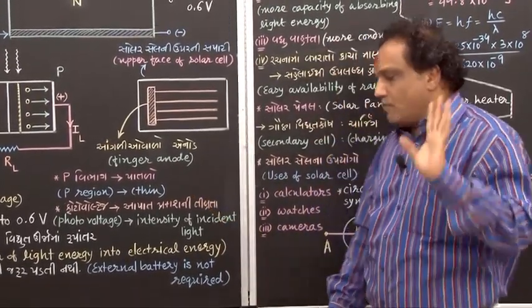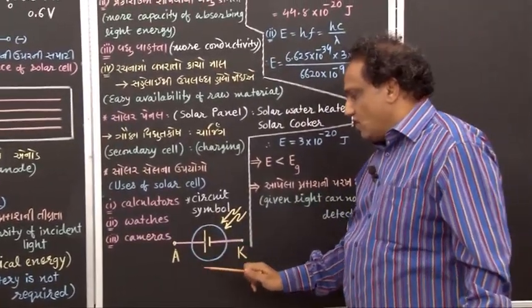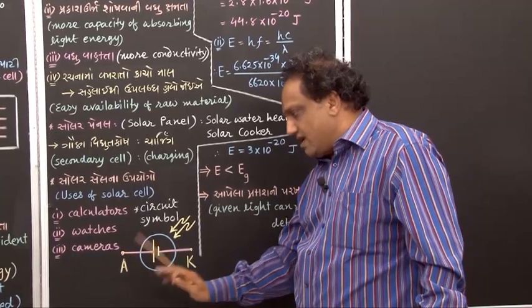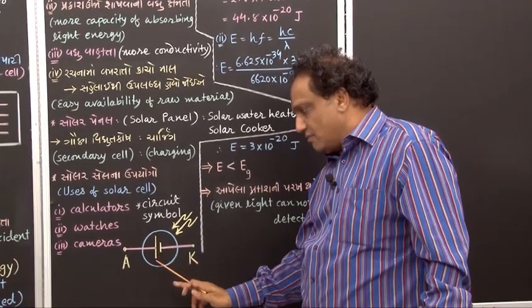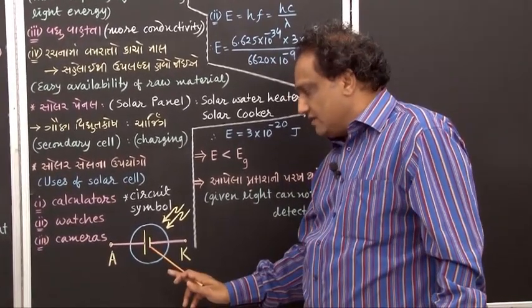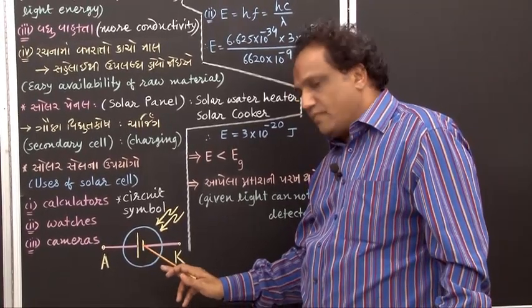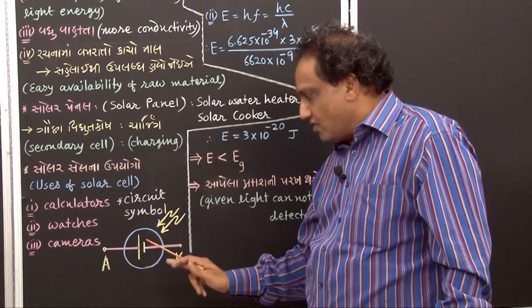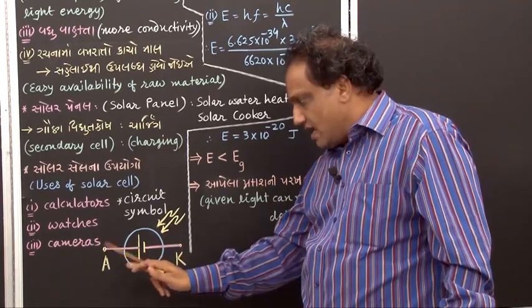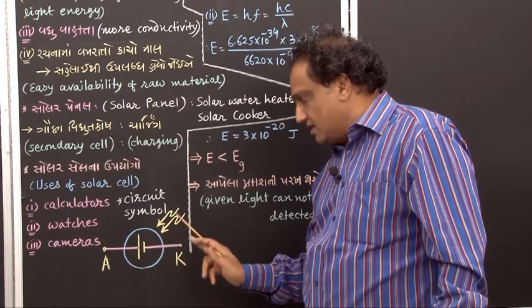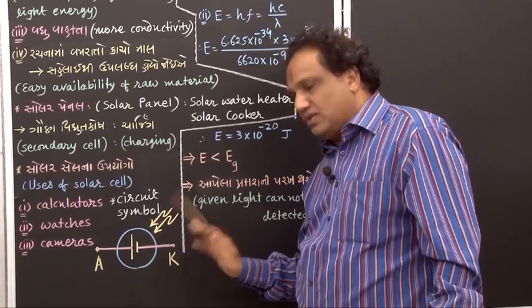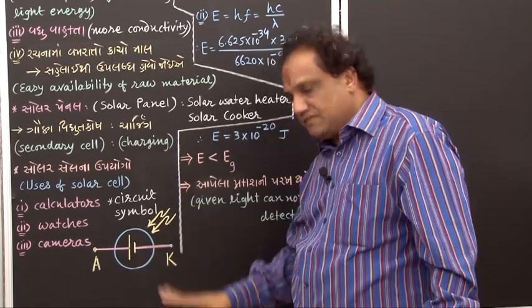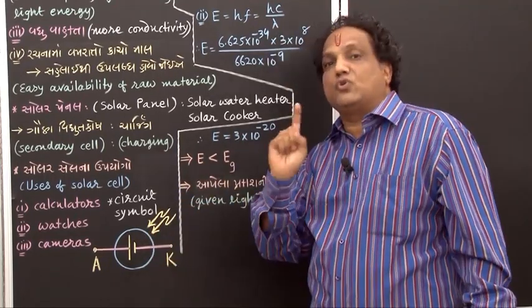And one more point, see the circuit symbol of solar cell. The circuit symbol of solar cell is this. You must write here A for anode, where the positive terminal of the battery is shown, and the negative terminal of the battery. Actually it is not a battery, but this is the EMF which is being generated. For this EMF generated, this is the anode, this is the cathode, and this is the light which you are making incident on the solar cell. These arrows must be inward. This is the circuit symbol for solar cell.